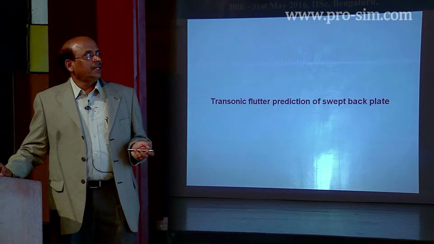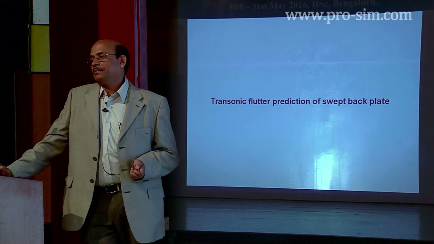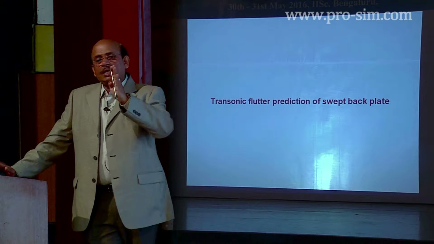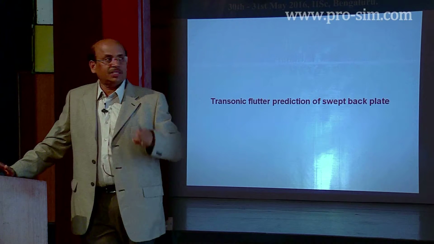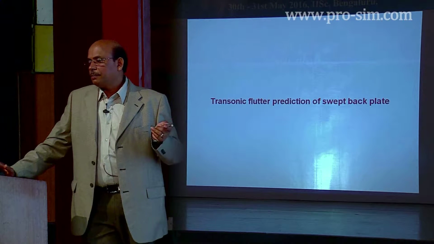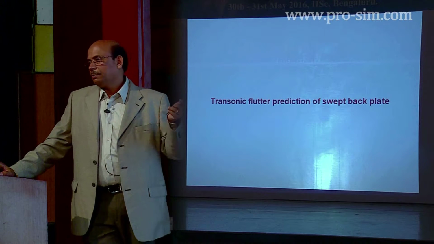Now, let us look at the next problem we are trying to solve. It is a transonic flutter prediction of a swept back plate. From a single airfoil, we are now moving to an actual wing-like structure, that is a plate kind of structure, which in essence represents the wing or VT that we encounter in aircraft, or it can even be the bridge deck.